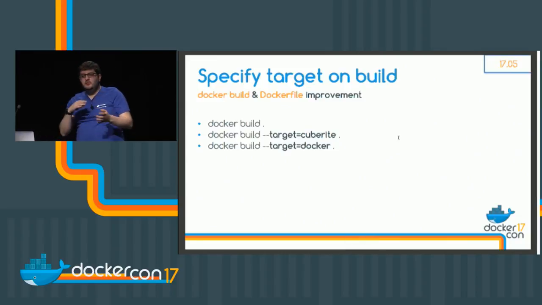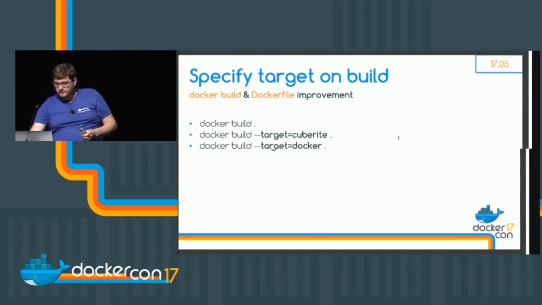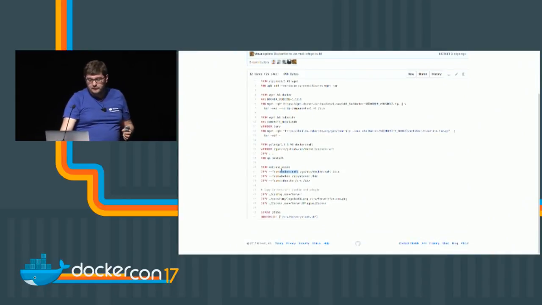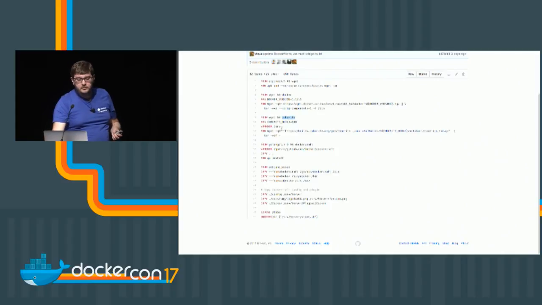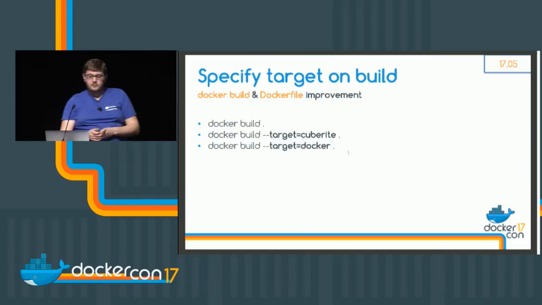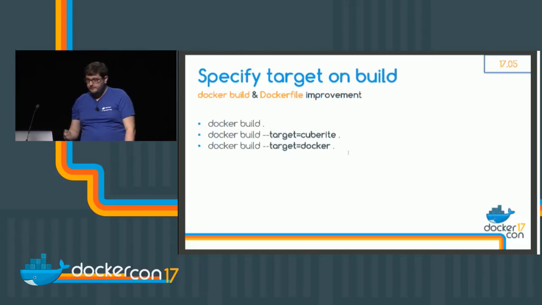Next feature, also related to multi-stage build, we added a --target option on docker build. So if I look at the Dockerfile here, if you do a docker build without specifying anything, it's going to produce and tag basically the last stage, so the last FROM. But if, for example, you want to specifically build this stage, so the Kuberite stage, and basically have docker build stop just here, you can do so with the --target argument on docker build.